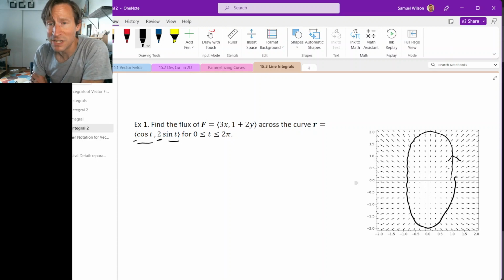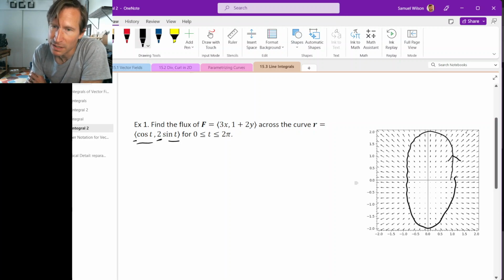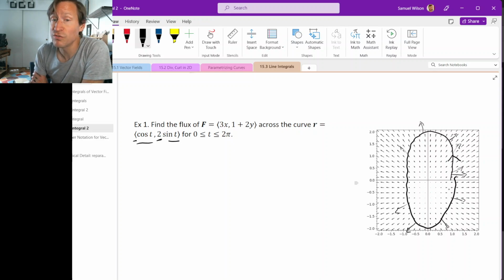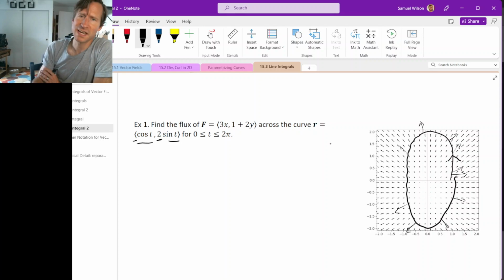So just based on this, we can estimate whether we expect the total flux to be positive or negative. We're going around this in the counterclockwise direction, and if you look at the vector field around this curve, the vector field is mostly pointing outwards. In fact, it's always pointing outwards. Not always perpendicular to the curve, but it is always pointing outwards, and so the total flux should definitely be positive. So when we finish our calculation, we ought to get a positive number. So let's actually do the calculation.